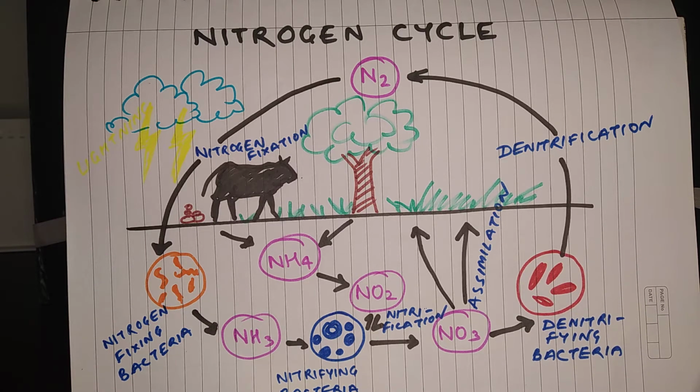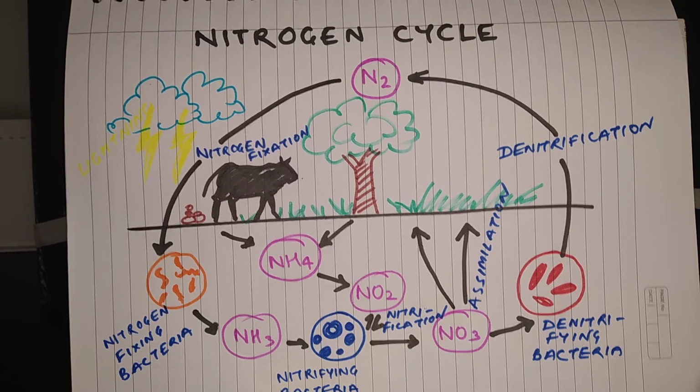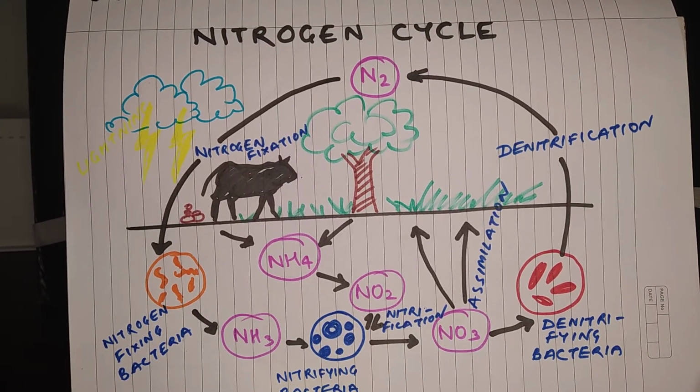Nitrogen is the most abundant gas in our atmosphere, but that nitrogen is in gaseous form, and plants cannot utilize nitrogen in gaseous form. So the gaseous nitrogen from atmosphere needs to be changed into a form so that plants can absorb and utilize nitrogen. Let us see how it happens, and this is a part of nitrogen cycle. Nitrogen cycle is basically cycling of nitrogen in nature.